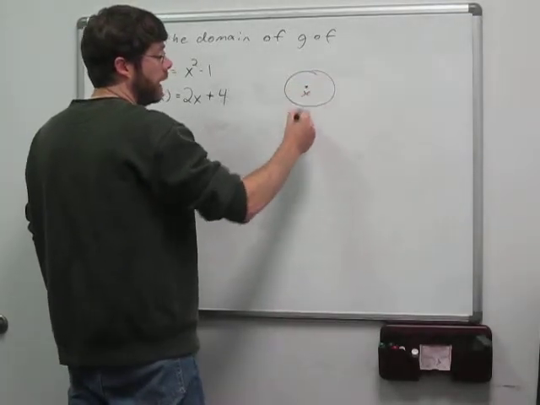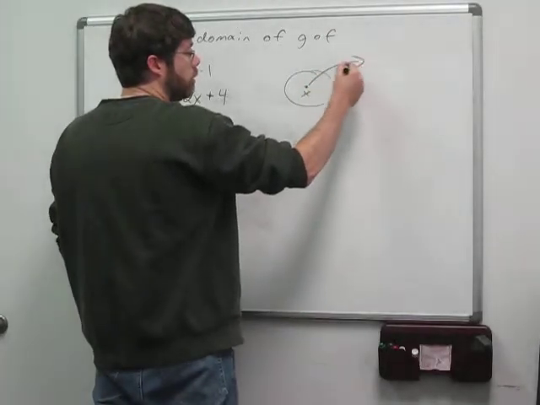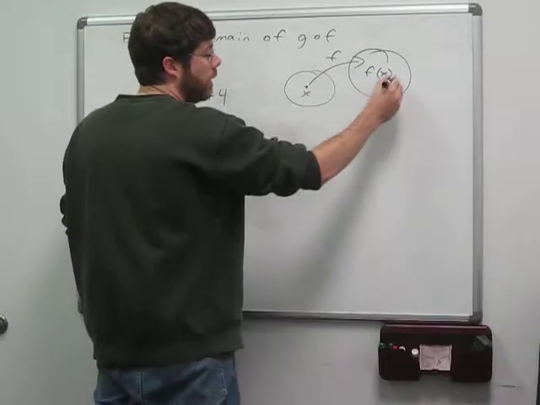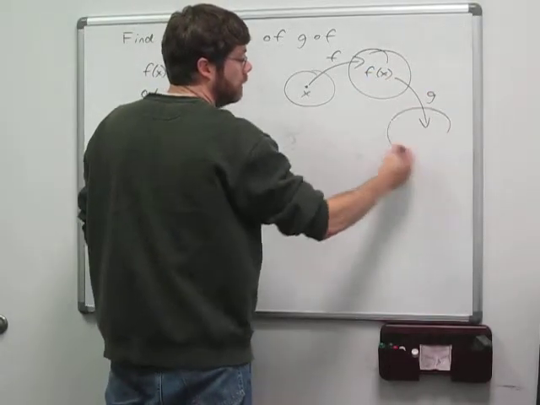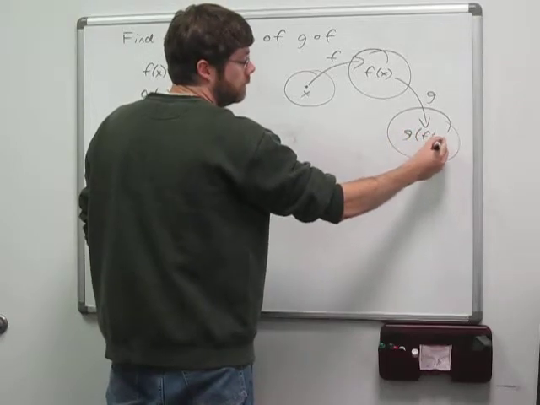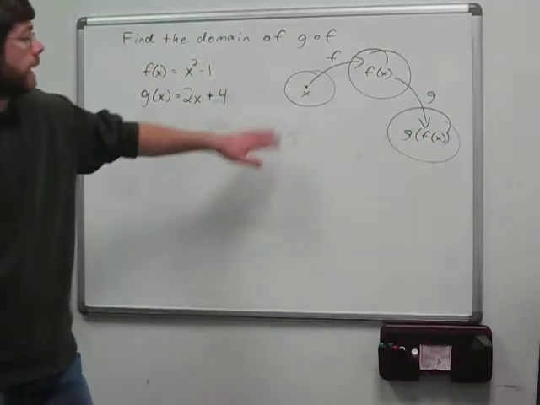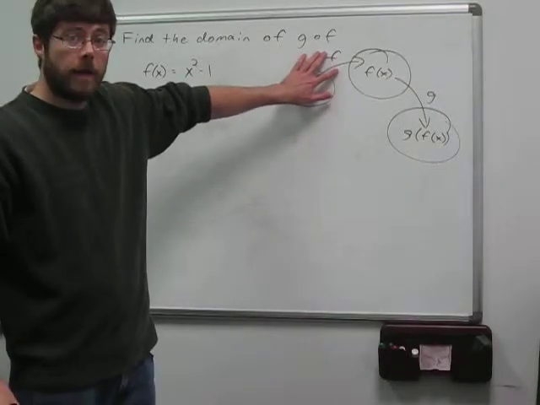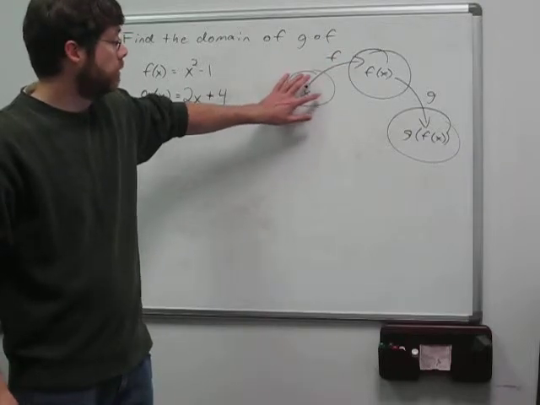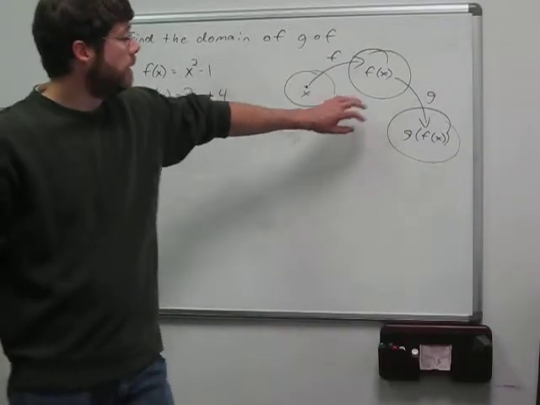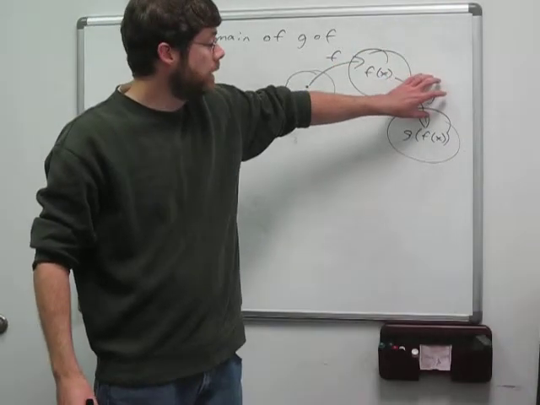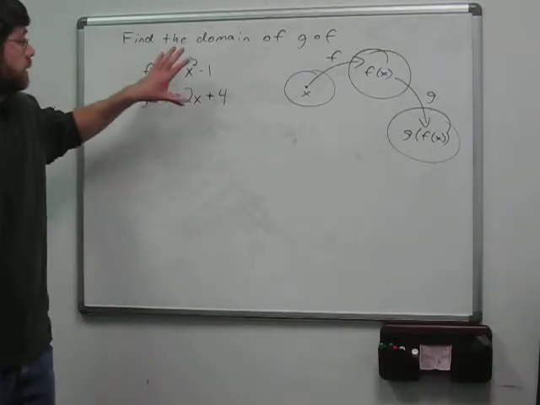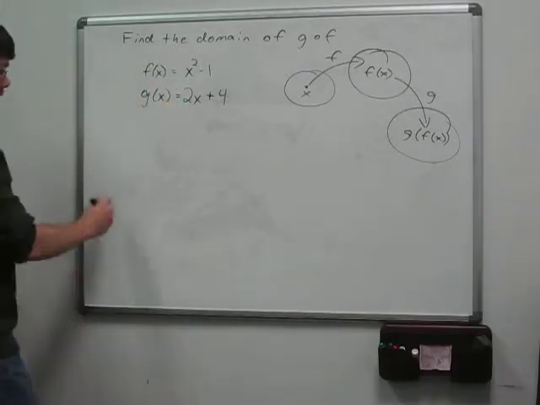We are going to take some x value, apply f to it to obtain a result, and then apply g to that result. So when we think about the domain of g of f, the x values must be in the domain of f, right? In order to apply f to them, they must be in the domain of f. And then the result must be in the domain of g. So let's analyze the domain of g of f for these two functions.